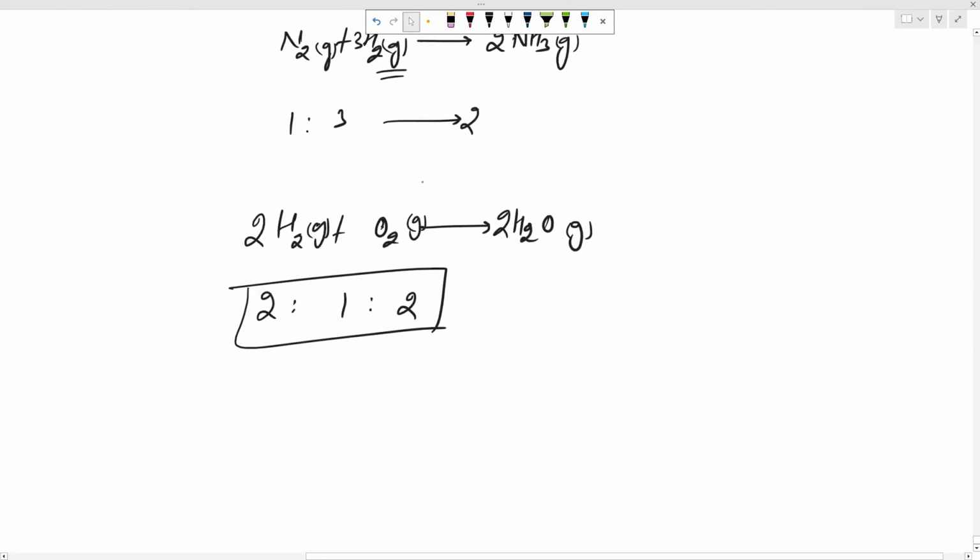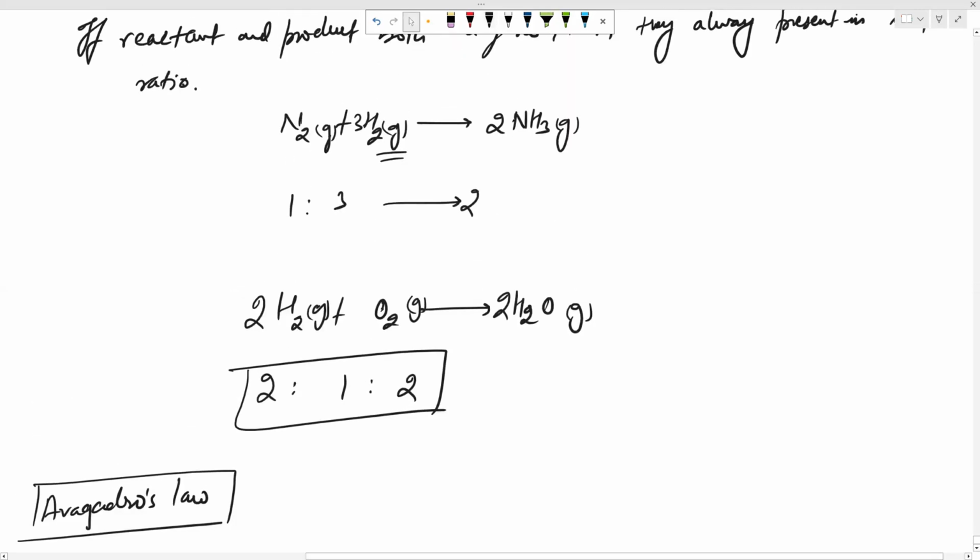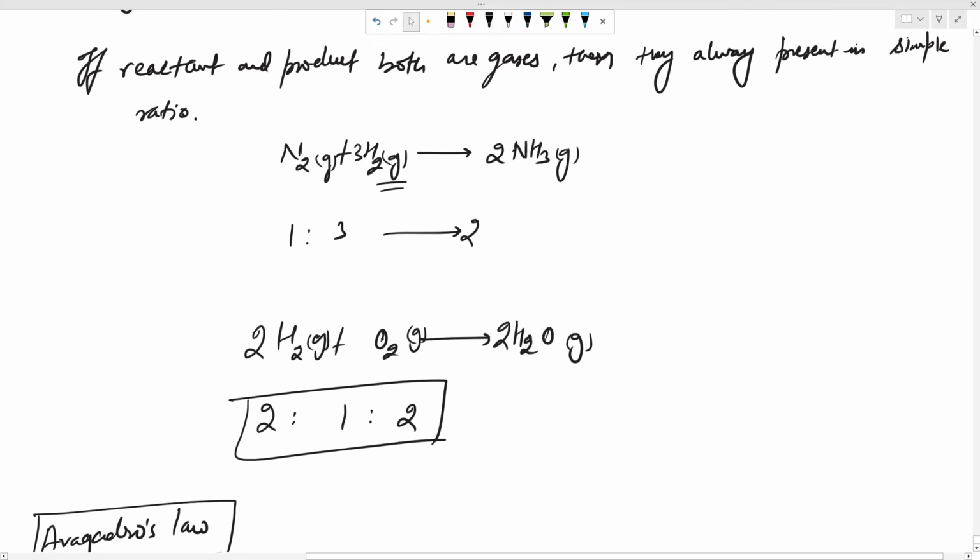Yes, sir. Then next is Avogadro's law. So then it should be 1:3:2, right? Which one? The first one that you gave as the example. Yeah, 1:3:2.